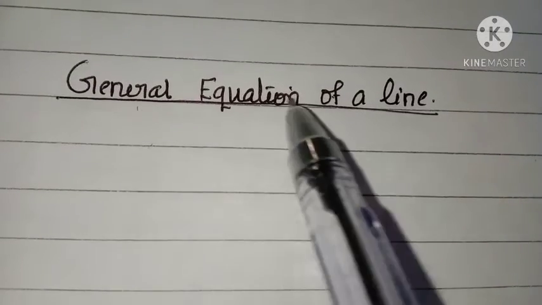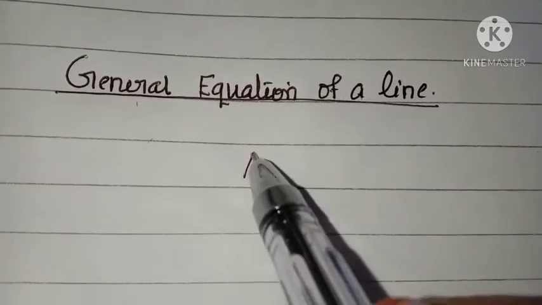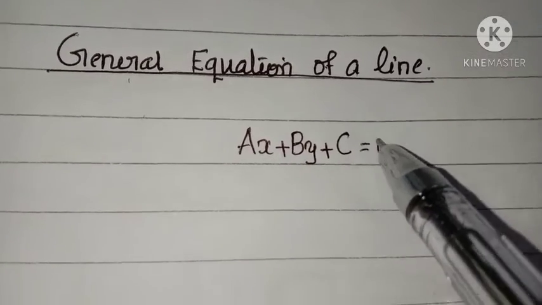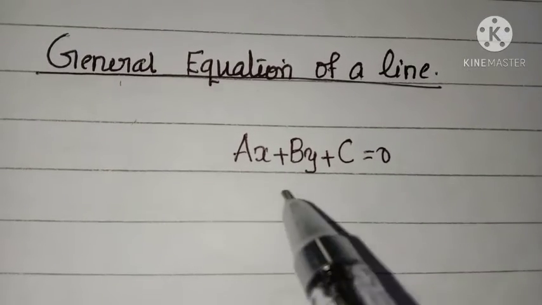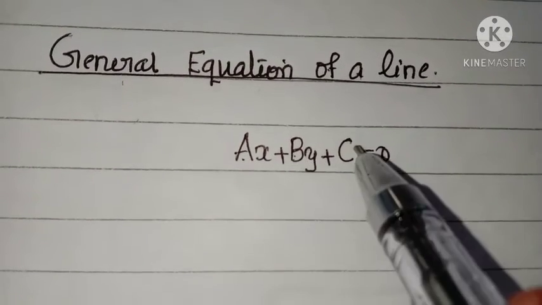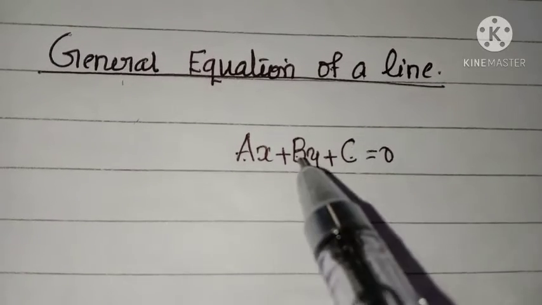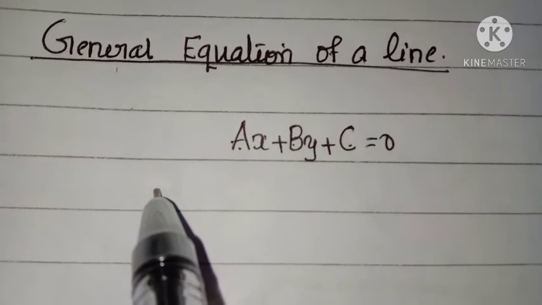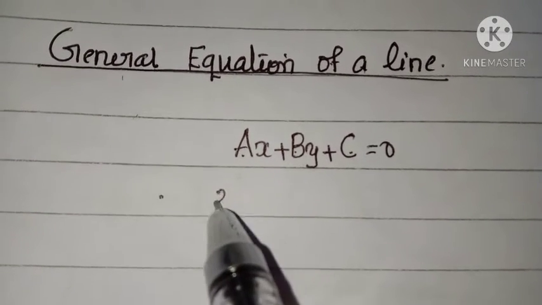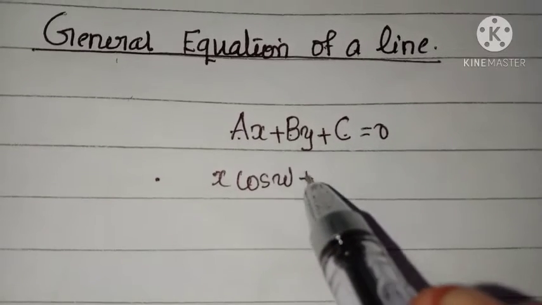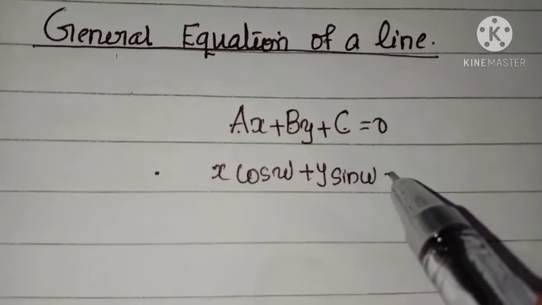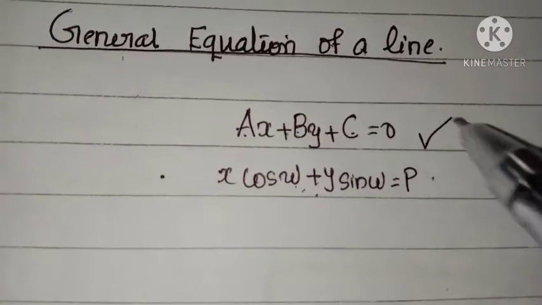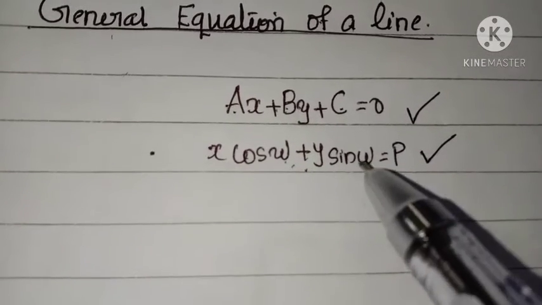Next is the general equation of a straight line. Listen, Ax plus By plus C equal to 0. This is known as the general equation of a straight line. Here capital A, capital B, capital C are real numbers. Suppose we already defined the straight line equation in normal form as x cos omega plus y sin omega is equal to P. So both are equations of a straight line. This is the general equation and this is the equation in its normal form.